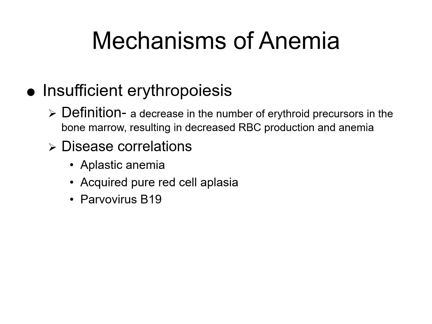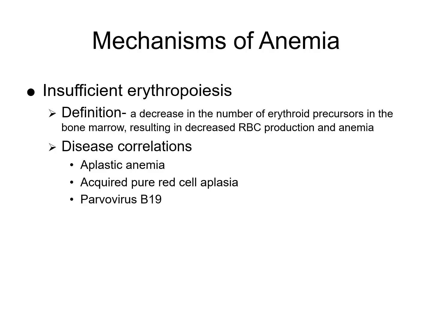Then we have acquired pure red cell aplasia. This is a selective decrease or absence of erythroid precursors while other marrow lineages are preserved, which can cause anemia without affecting white cells or even platelets.